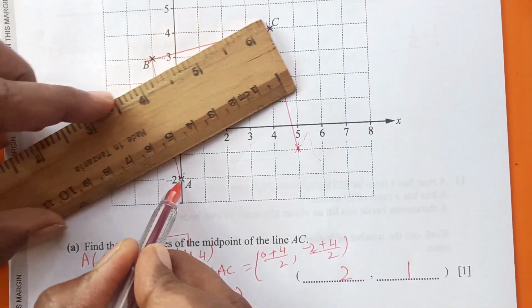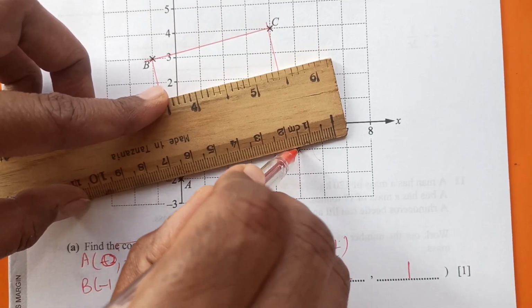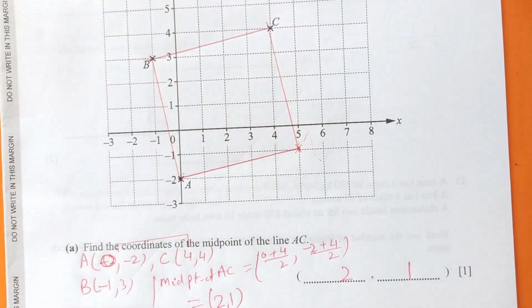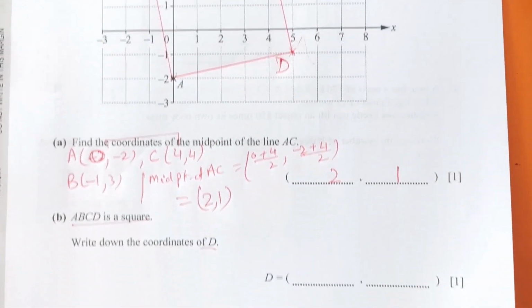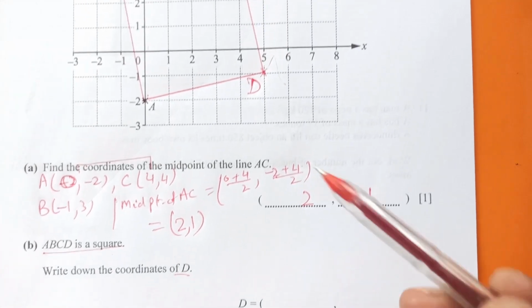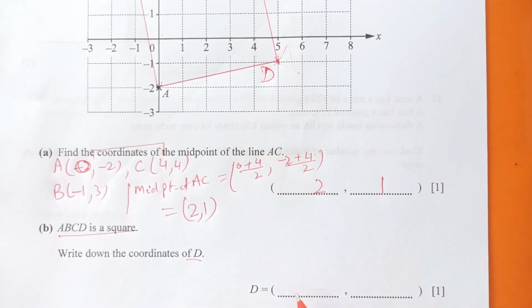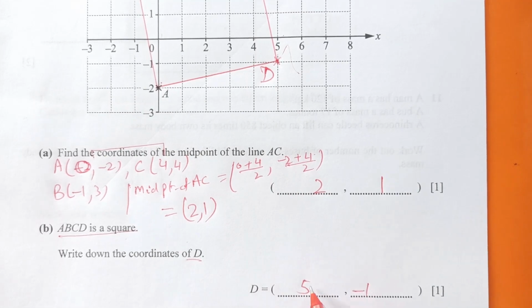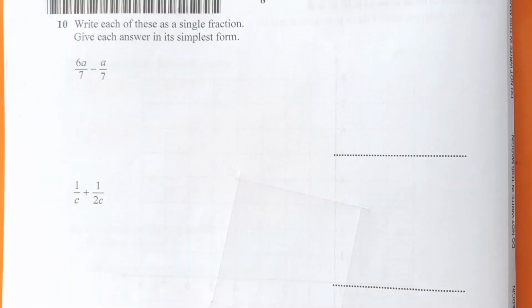Please use pencil for your diagrams. I'm just showing with pen so that you can see it clearly. So A, B, C, so this will be point D. So we have the question to write down the coordinates of D. D is, you see, 5 for x and then y is negative 1. So 5 and negative 1 are the coordinates of point D.